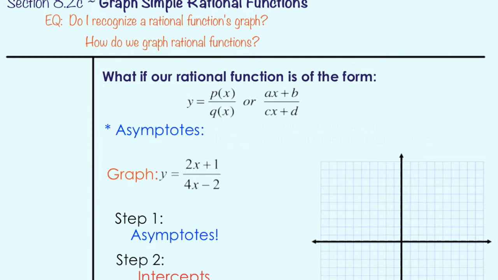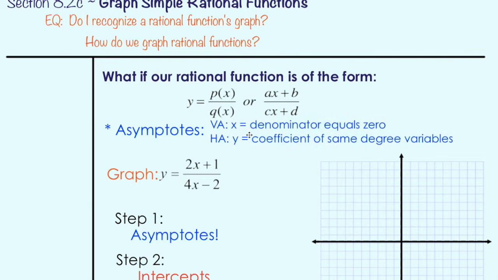Okay. I believe our central questions have not changed. Do you recognize a rational function's graph? Do you recognize a hyperbola? And how do I graph rational functions? So we've got one more form of rational functions to show you how to graph here. In some cases, you might run into a rational function where you have this form p of x, some function, over q of x, some other function. More commonly, you're going to see this right here, ax plus b over cx plus d. Okay?